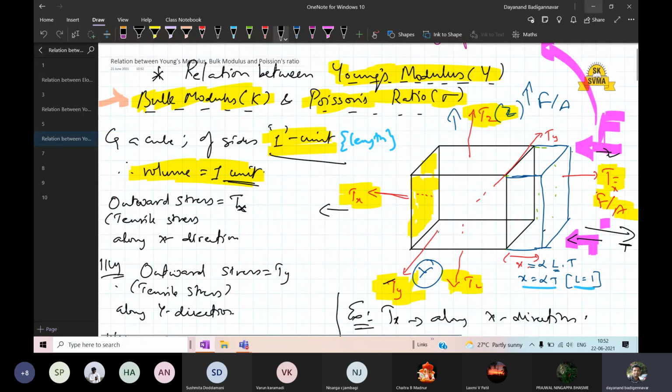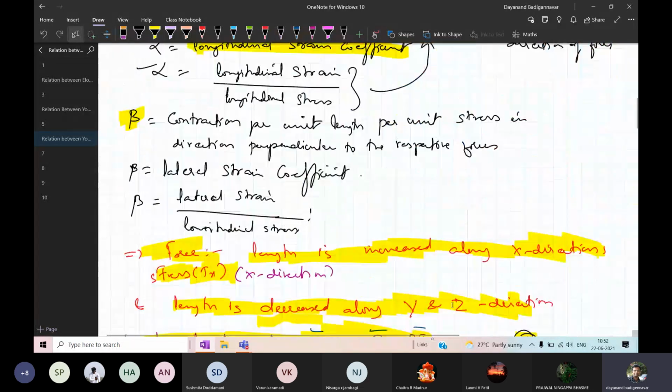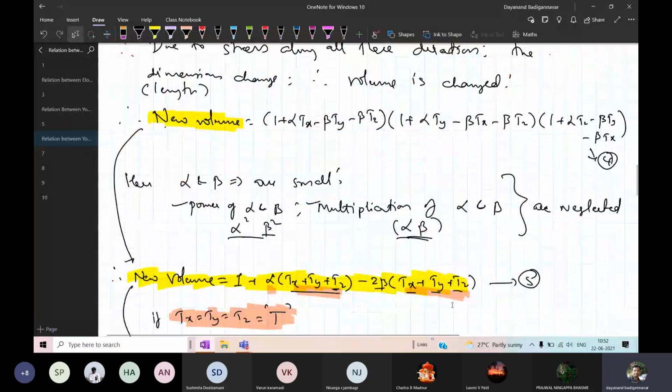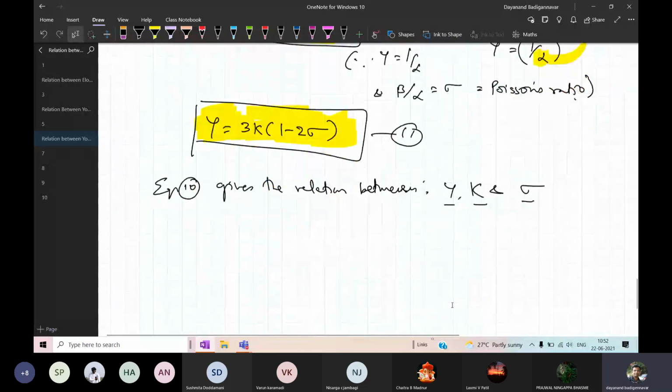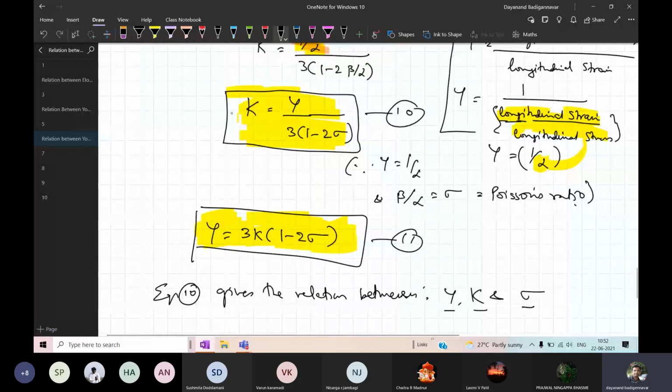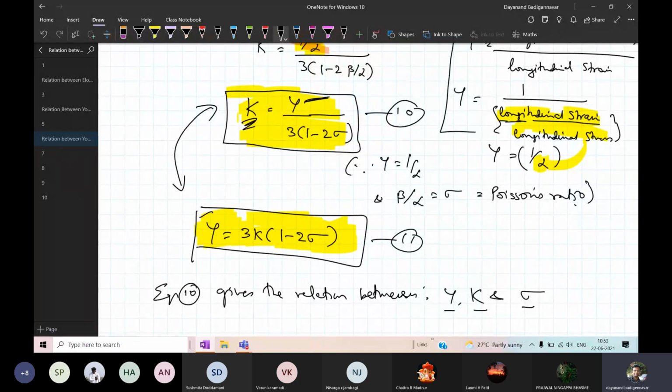So in the last class, we discussed the relation between the Young's modulus, bulk modulus, and the Poisson's ratio. These are equations number 10 and 11 that we derived in the last class. This is the relation between Y and K through the Poisson's ratio. So this is the equation that you have to remember.